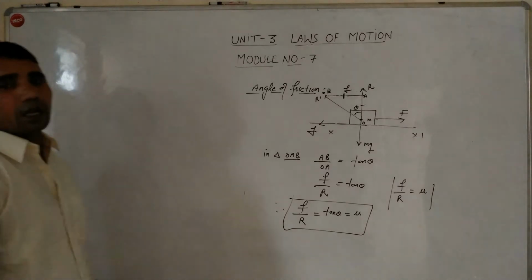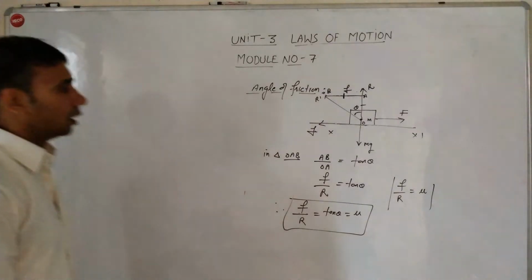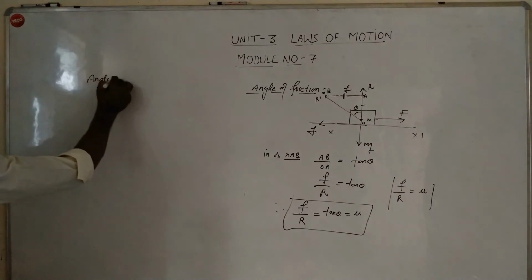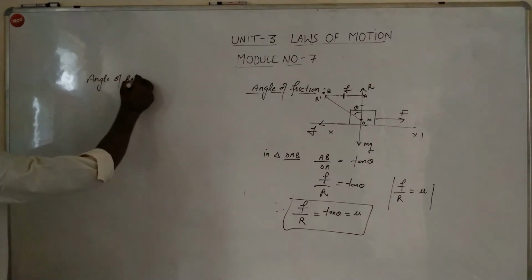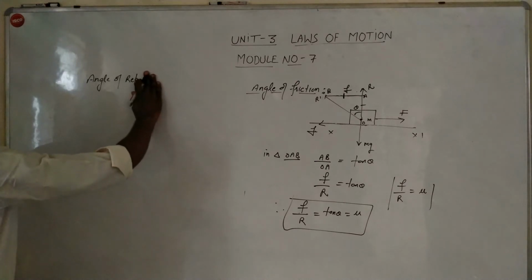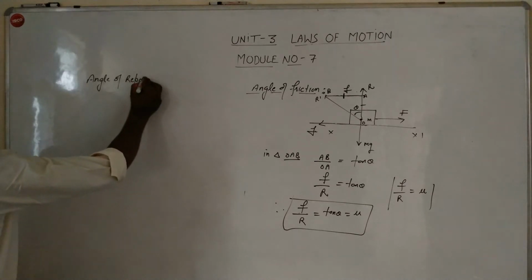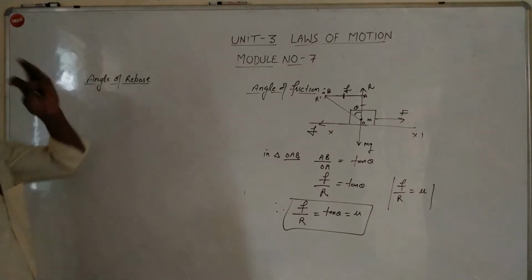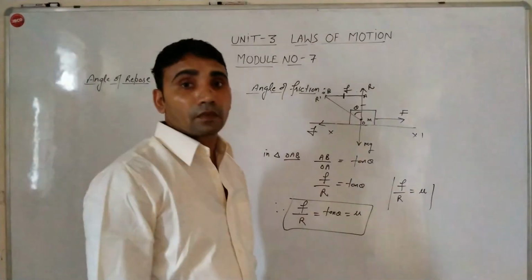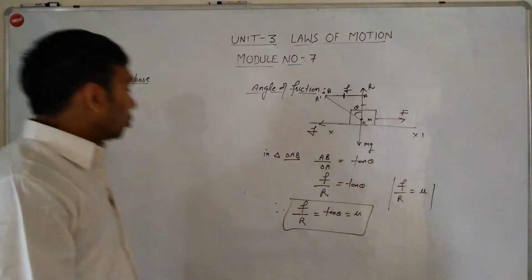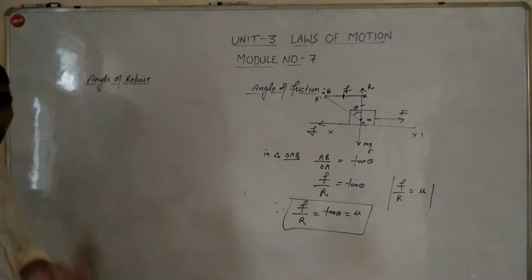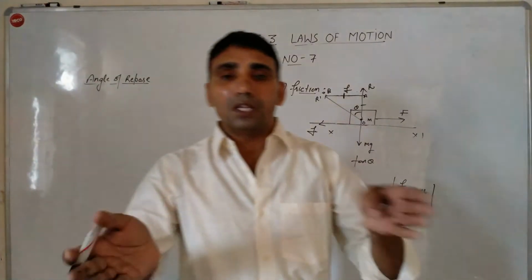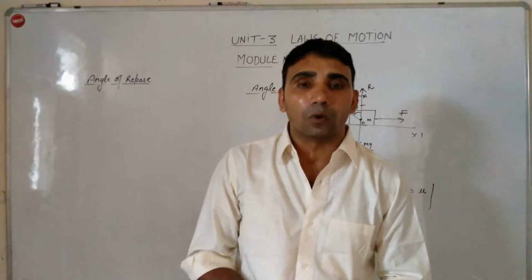Next one is angle of repose. What is the meaning of angle of repose? Angle of repose is the angle of inclination of an inclined plane with the horizontal surface.